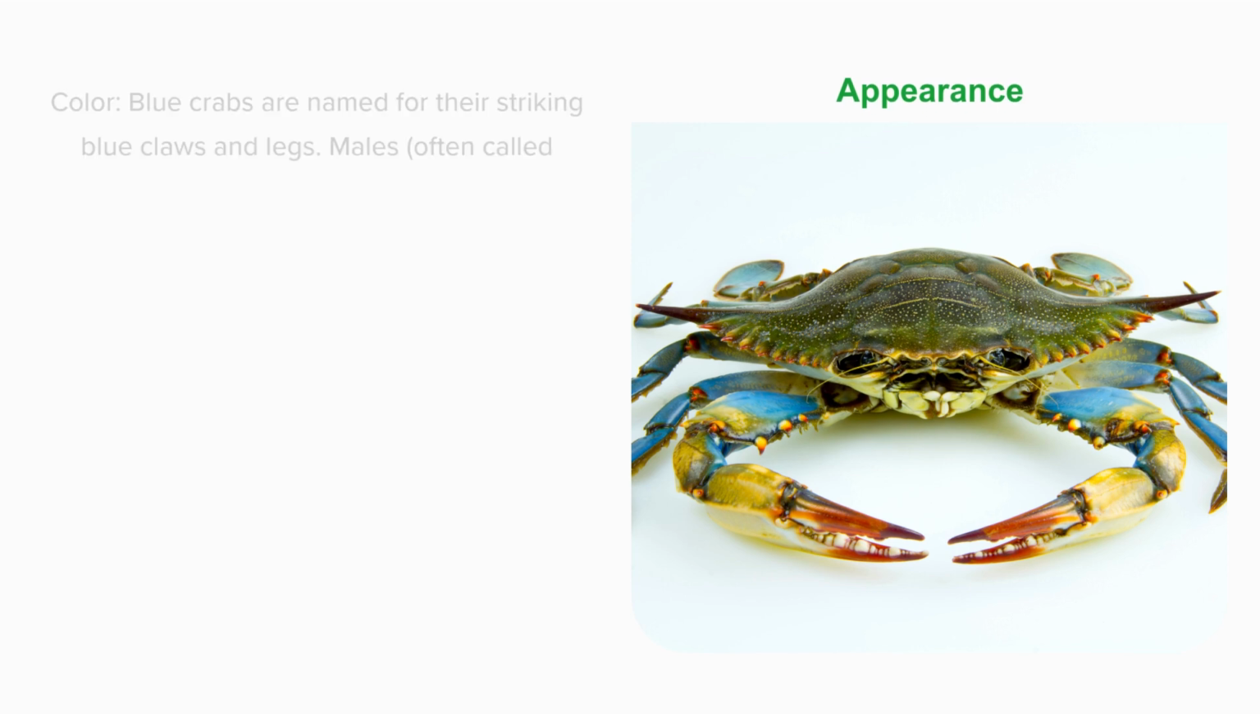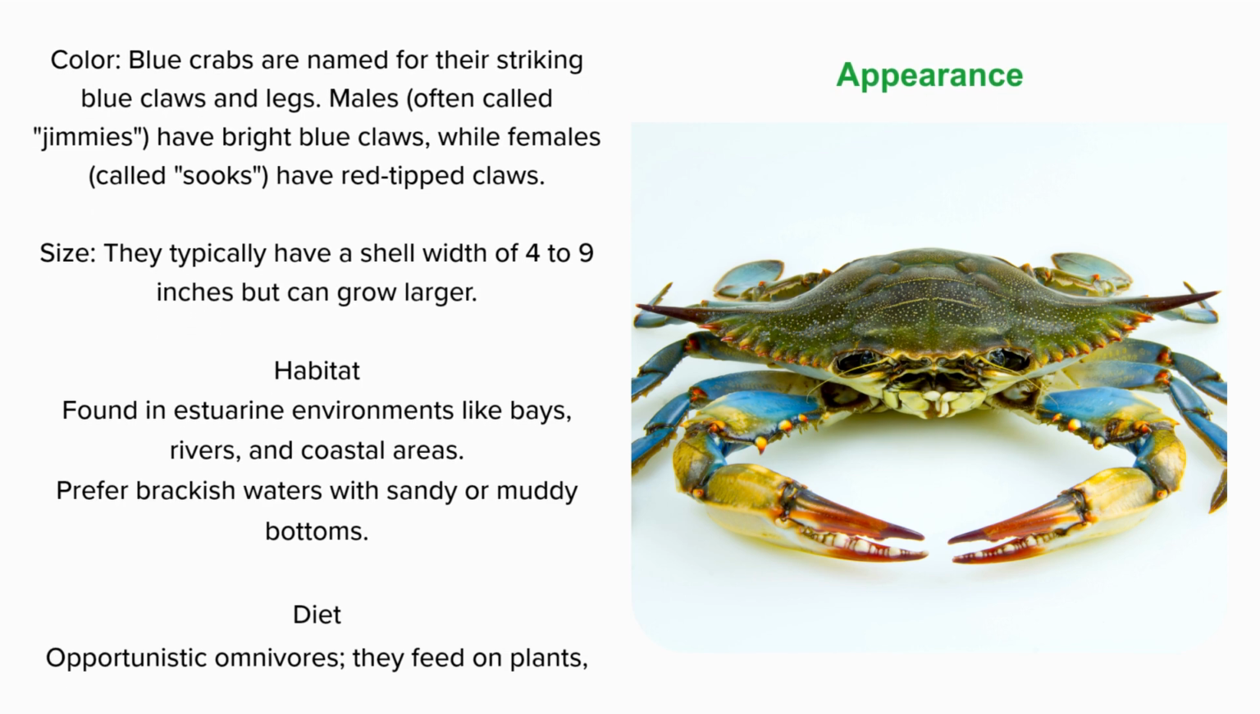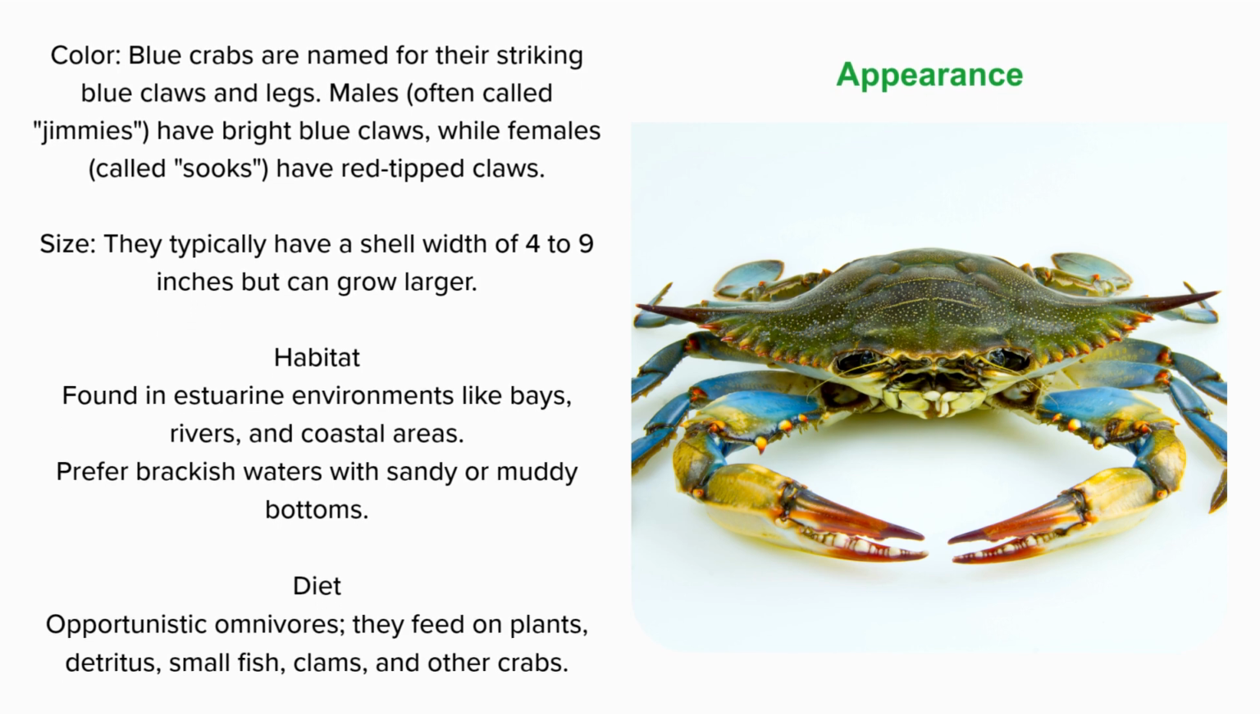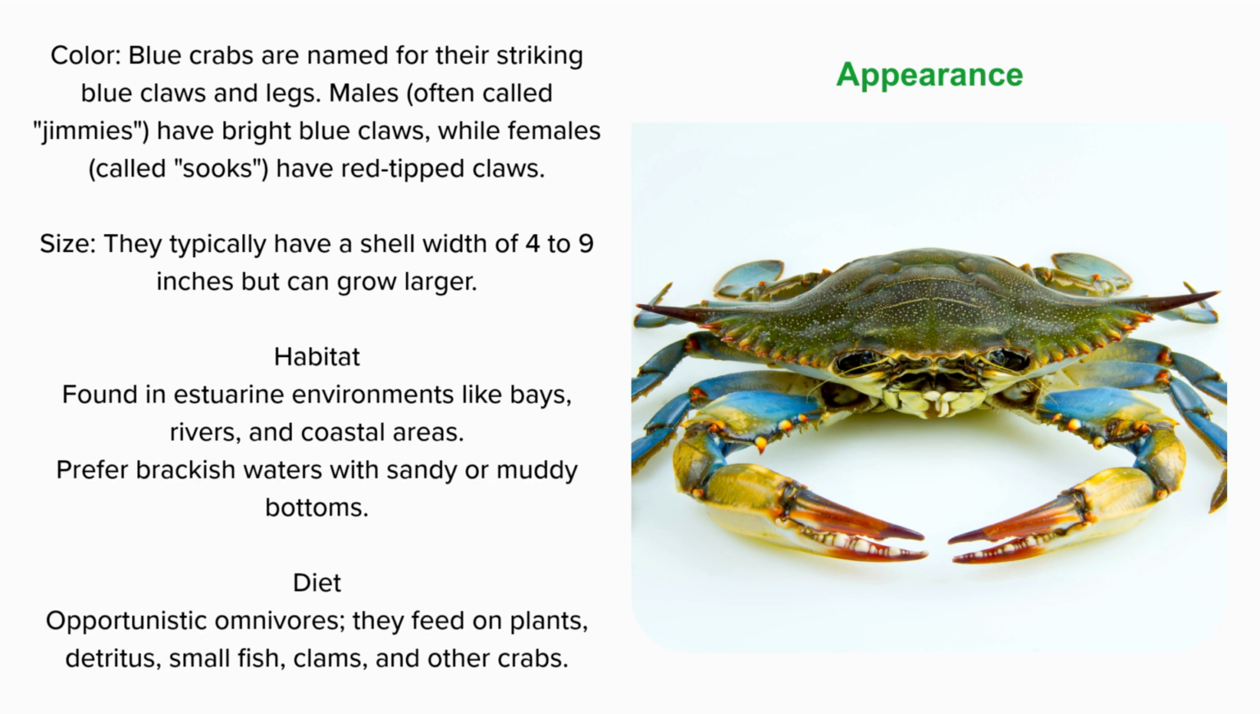Appearance. Color. Blue crabs are named for their striking blue claws and legs. Males, often called jimmies, have bright blue claws, while females, called sooks, have red-tipped claws. Size. They typically have a shell width of 4 to 9 inches but can grow larger.